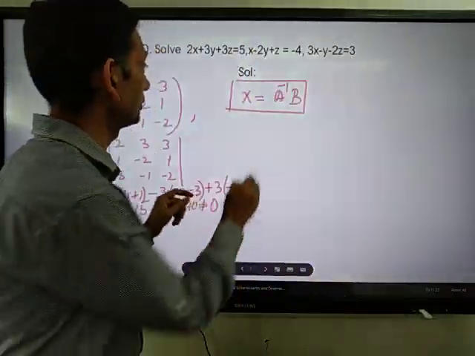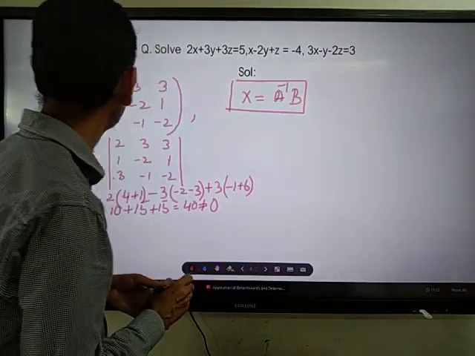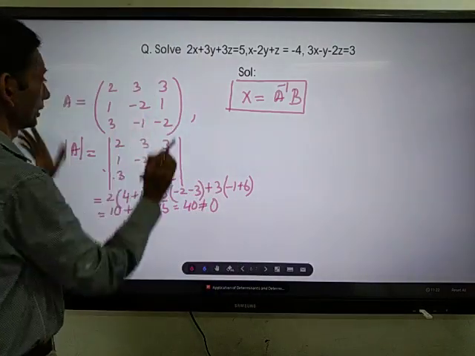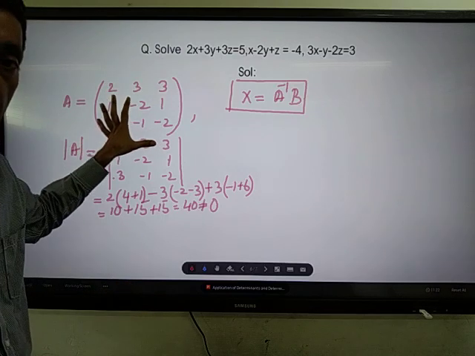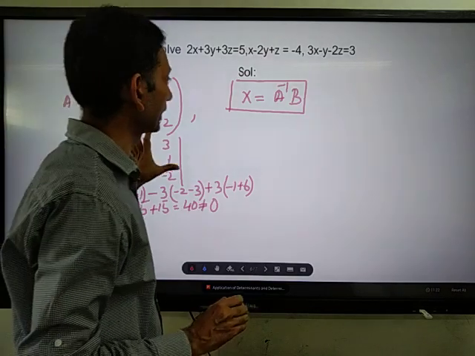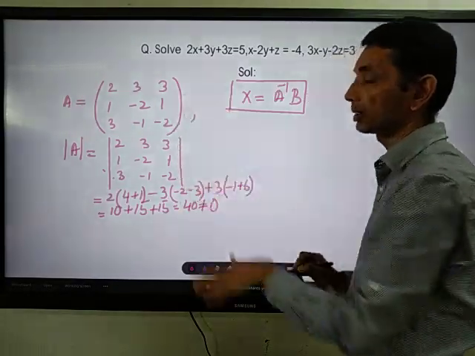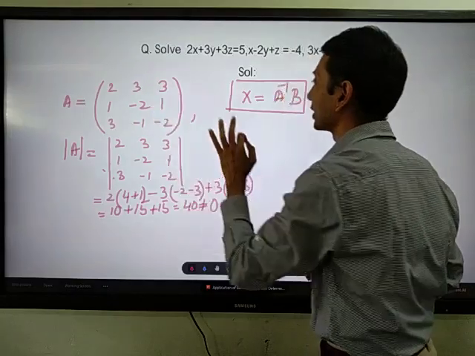Most important, you need to calculate the adjoint of A now. So we'll calculate the adjoint of A. To calculate the adjoint of A, how many elements are there? 1, 2, 3, 9 elements are there. So that means you need to calculate the cofactor of all 9 elements. Now, for the cofactors of all 9 elements, there is no shortcut to calculate the adjoint of A for a 3 by 3 matrix. So you need to calculate the cofactor of each and every element.